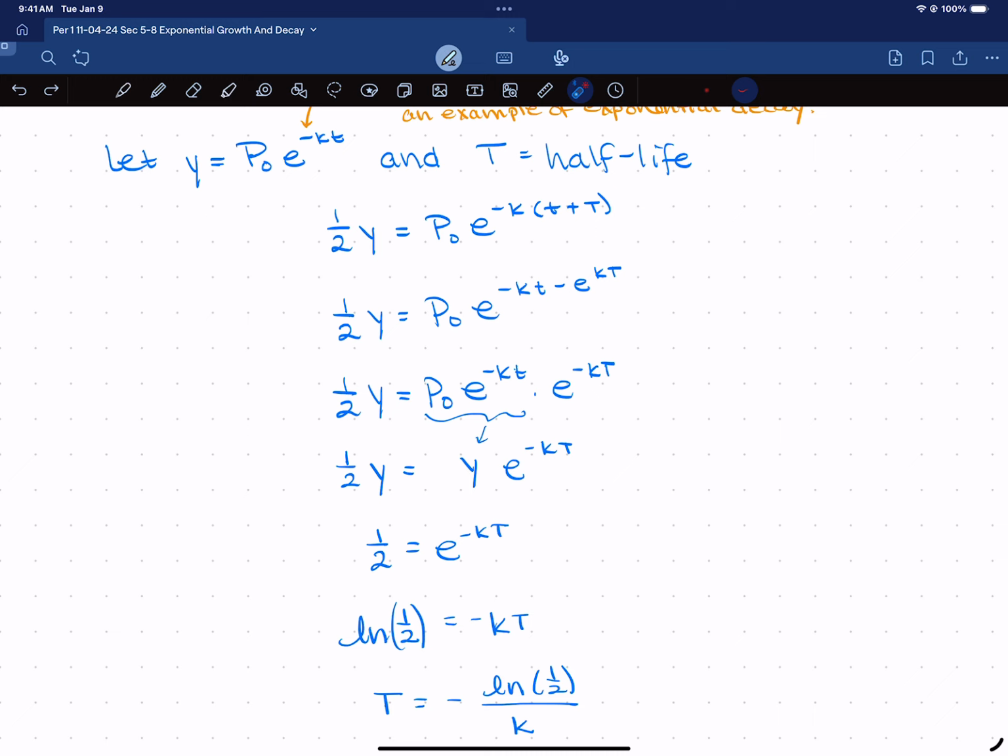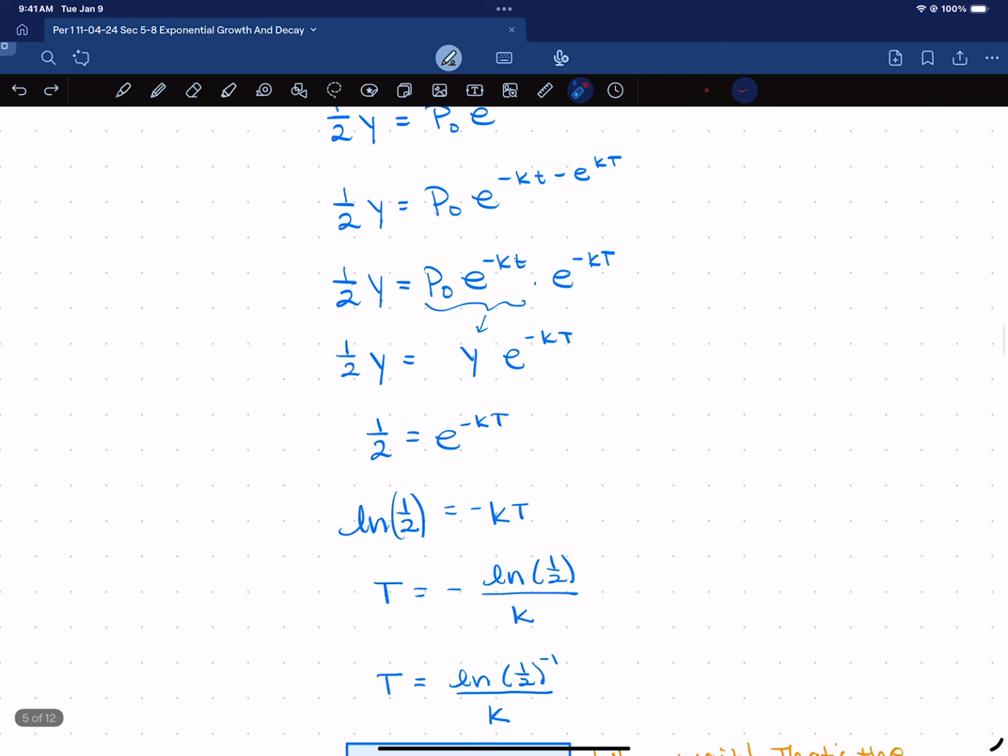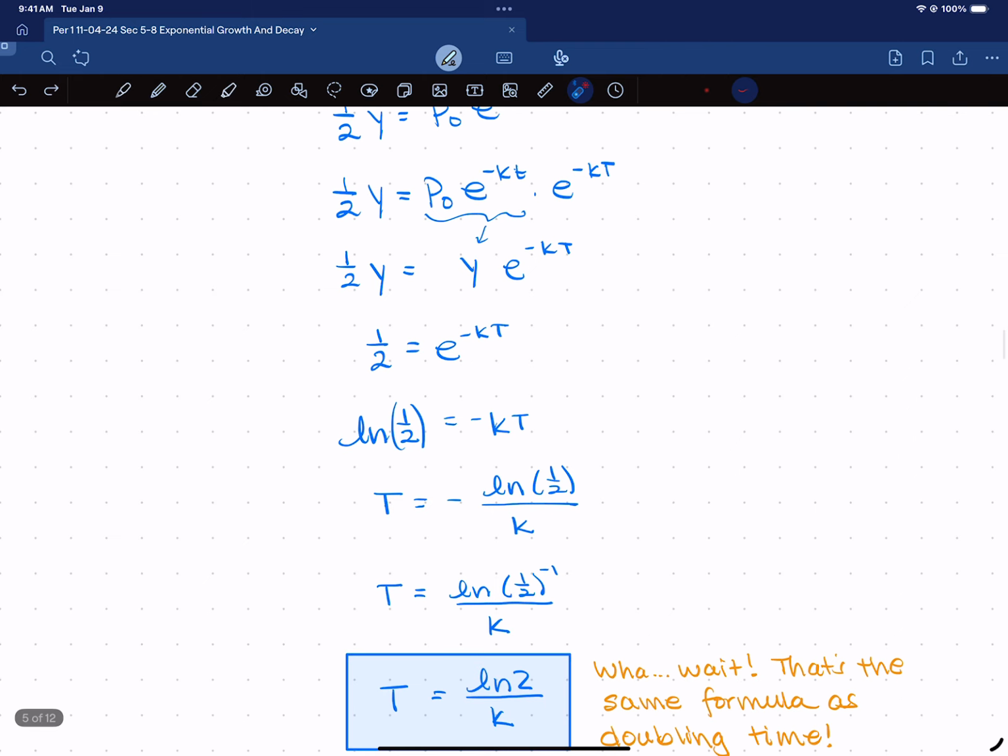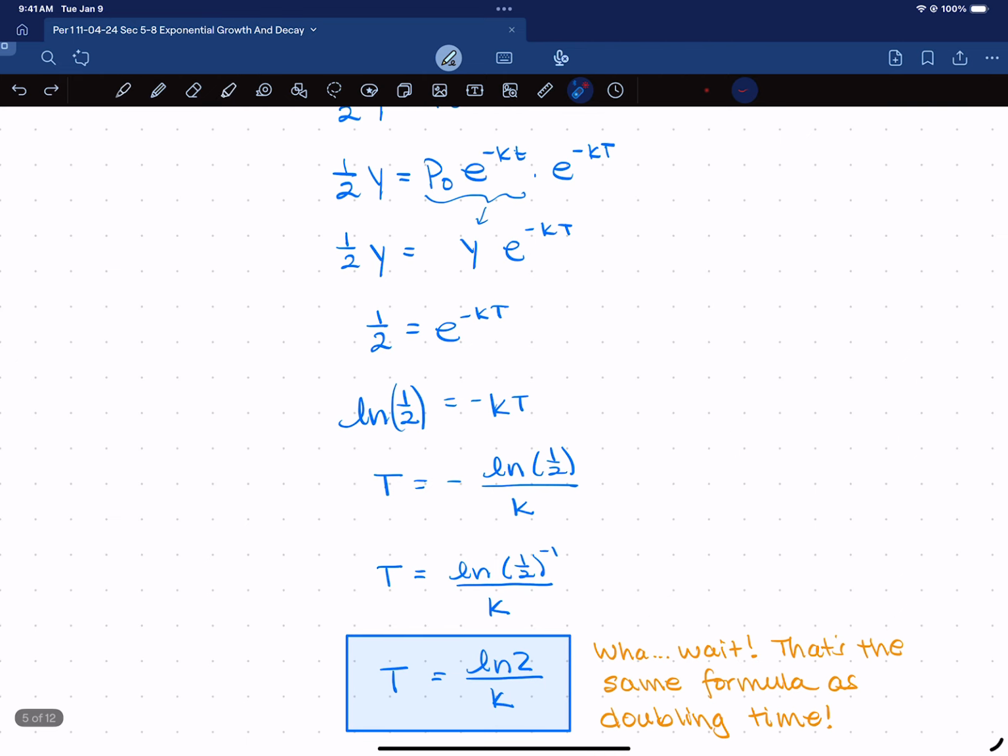But hey, wait a minute. Can't we do something a little more with this? And yes, we can. If I move this negative as an exponent to the log, then I just raise the argument to the power of -1, and whoa, look at that. I get the same formula as doubling time.